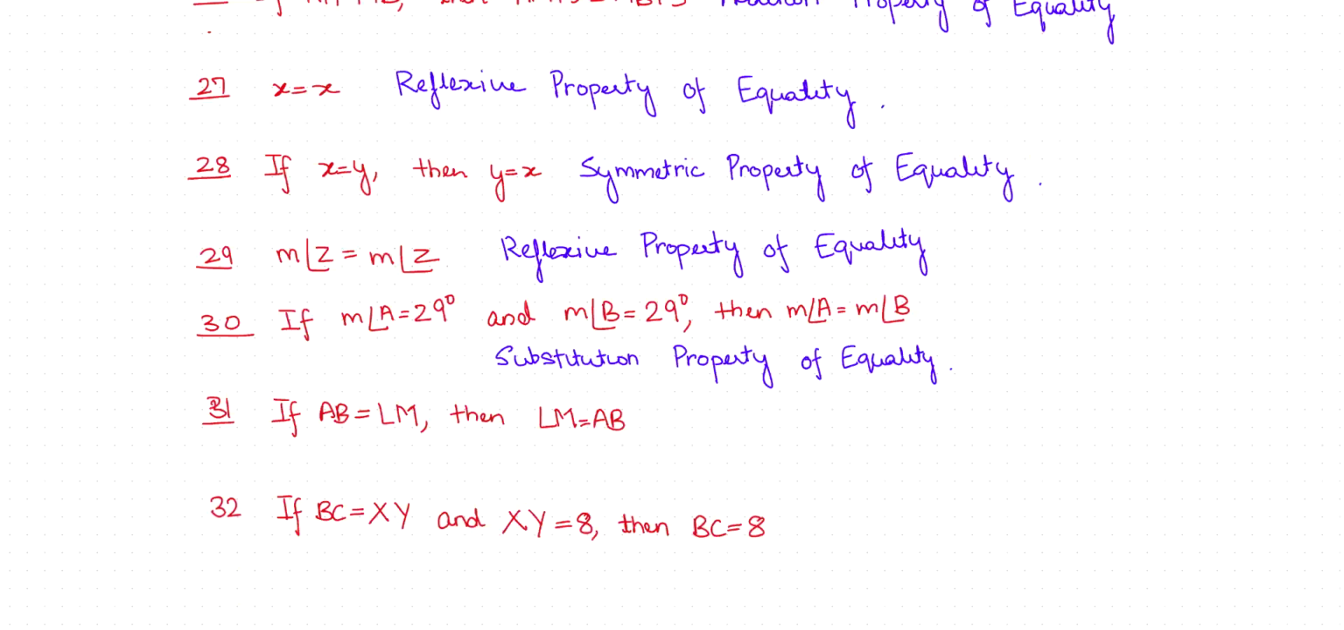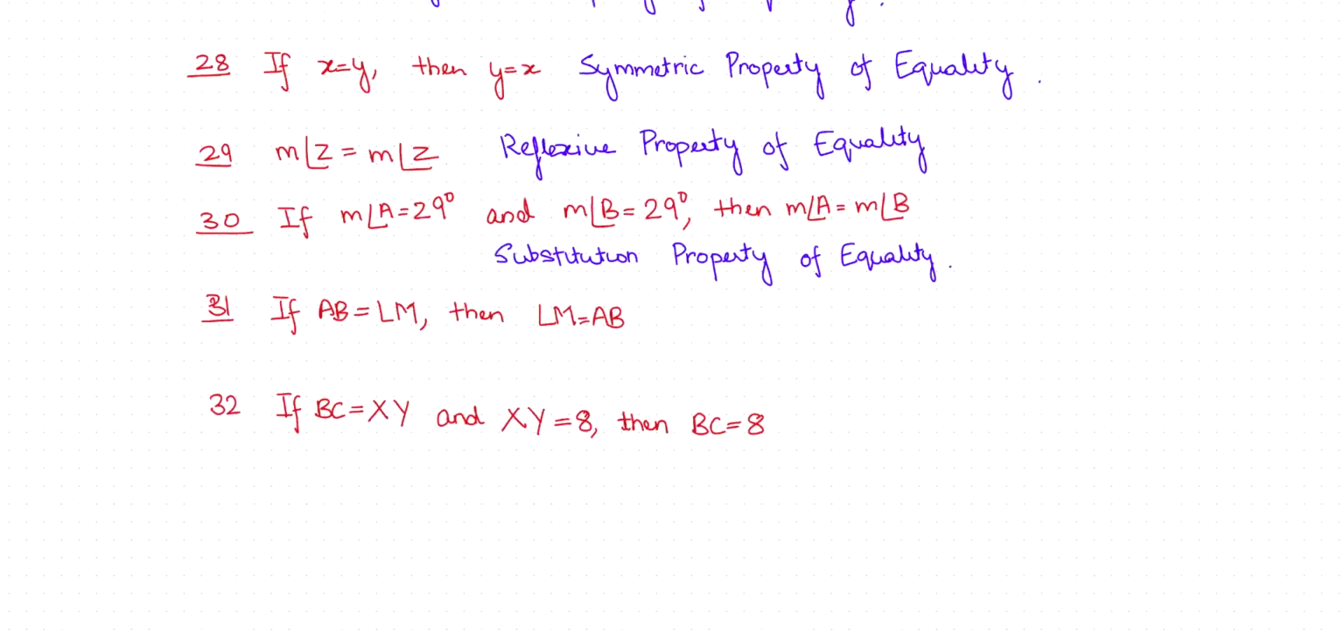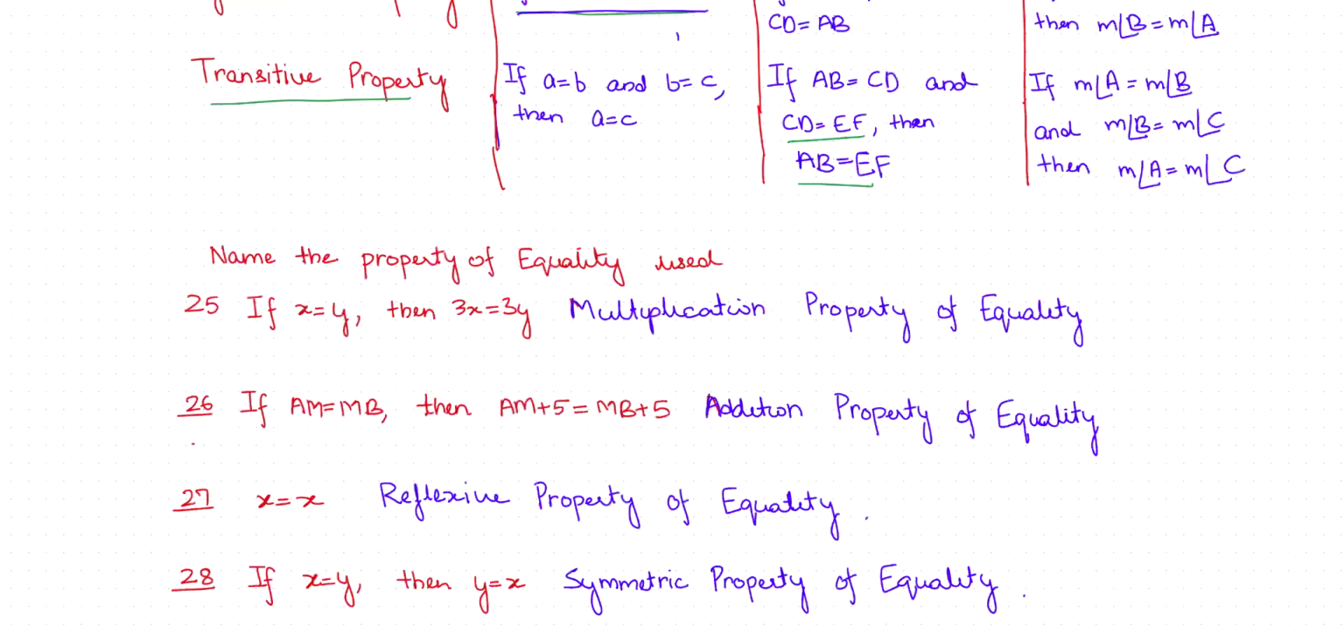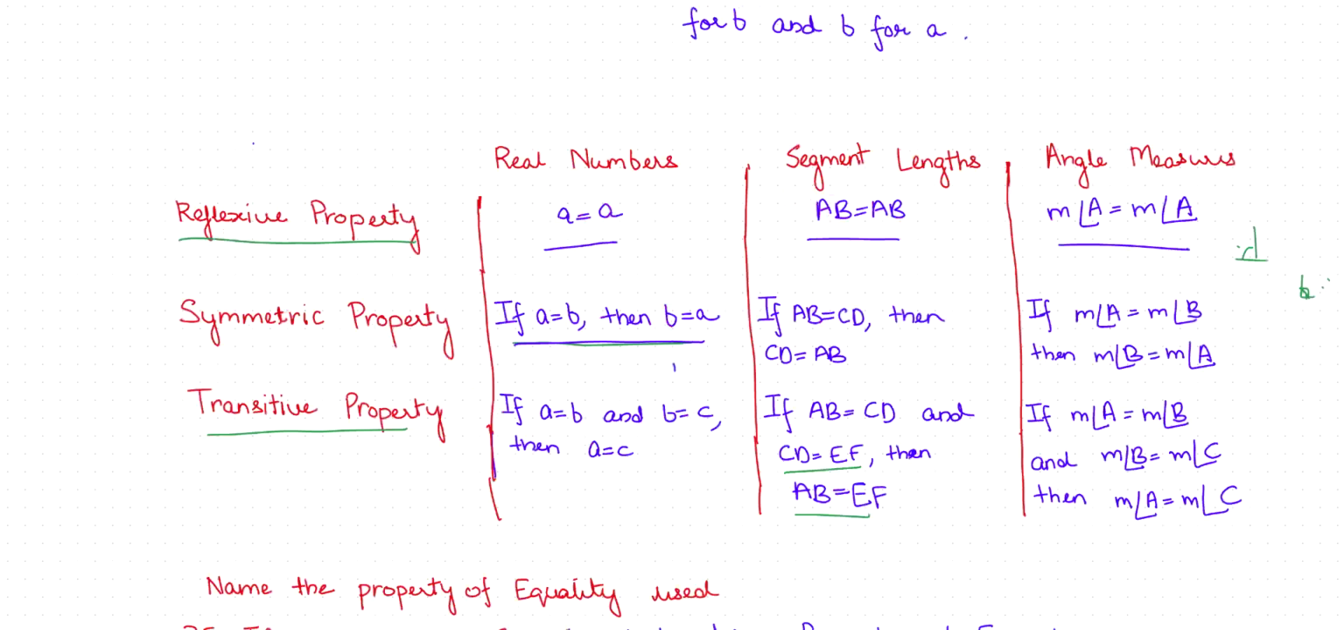Now, if AB is equal to LM, then LM is equal to AB. So we see that this is the symmetric property of equality here. If A is equal to B, then B is equal to A. Or if AB is equal to CD, then CD is equal to AB.